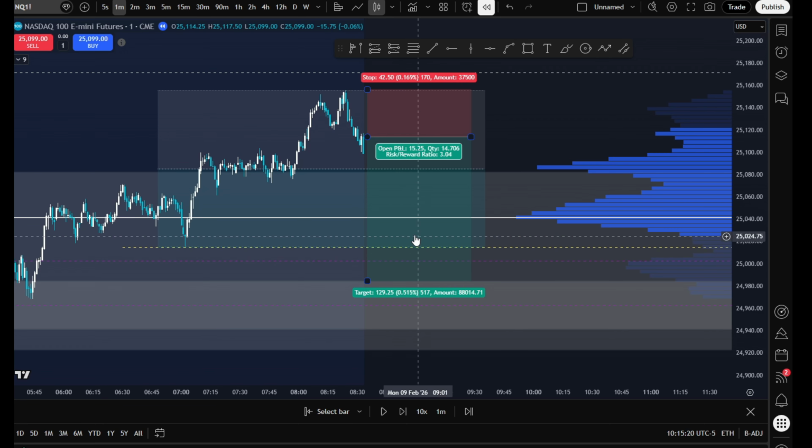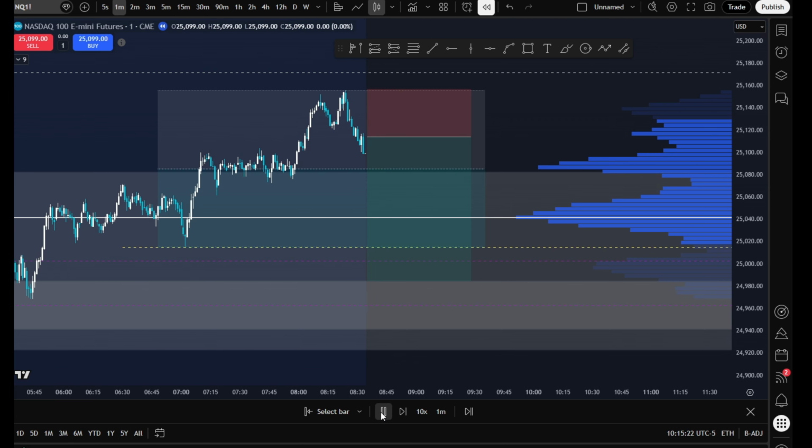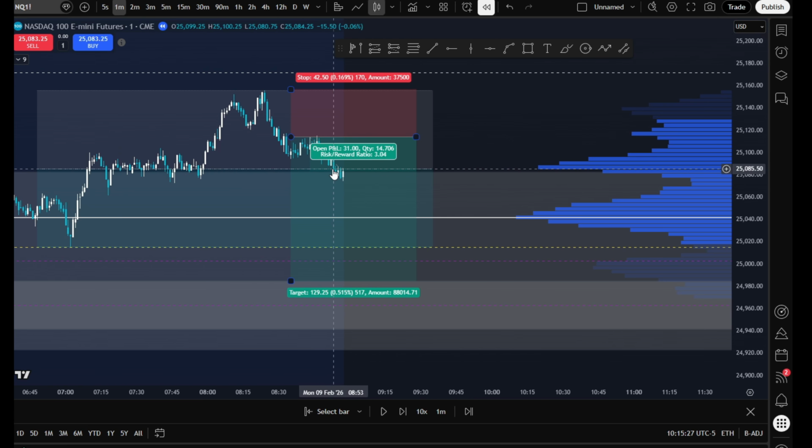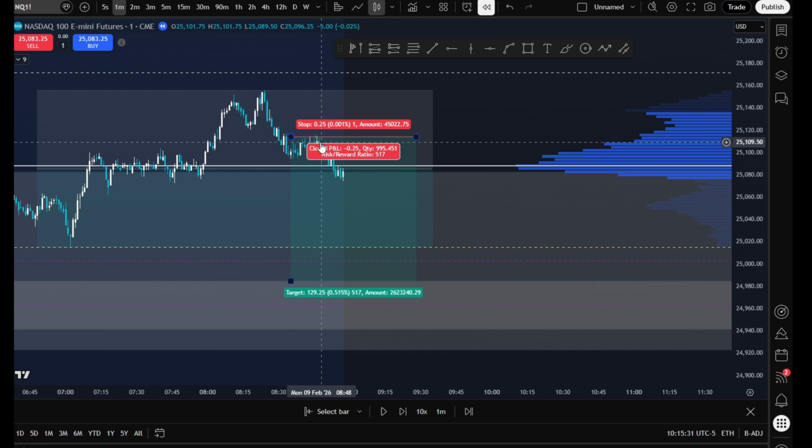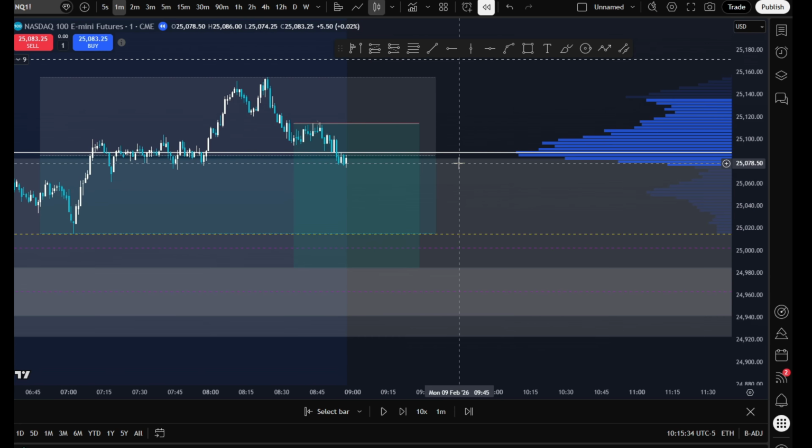After I average it out, I trail out through here. So I'll let this play out. Something to highlight here: once it reached equilibrium, I already moved my stop to break even. I moved my stop to break even from here. There's no reason for the price to go back up.